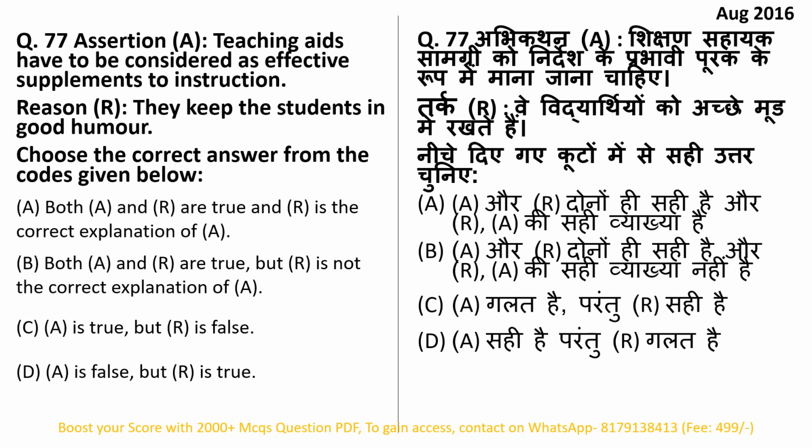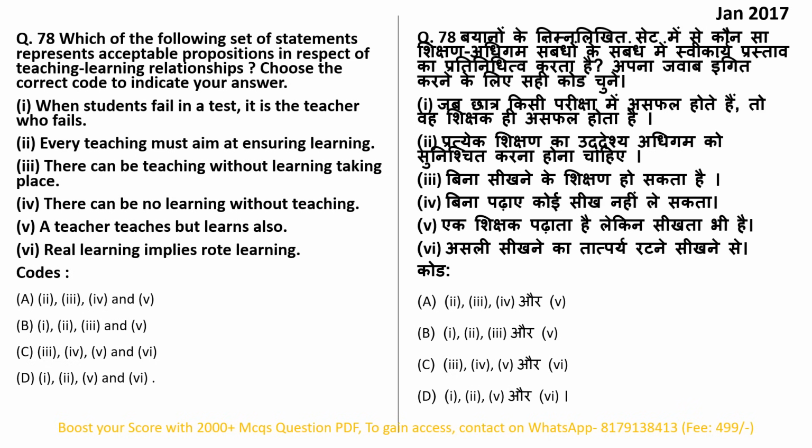Assertion. Teaching aids have to be considered as effective supplements to instructions. Yes, this assertion is absolutely right because it helps the teacher. That is why it is a supplement to instructions. So this is a right assertion. While the reason says they keep the students in good humor. The reason is also right, but the reason is not the correct explanation of A. That is why B is the answer. Both are true, but R is not the right explanation of assertion.